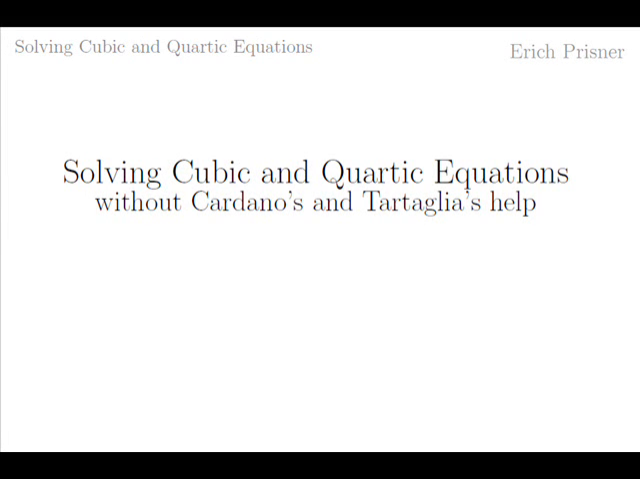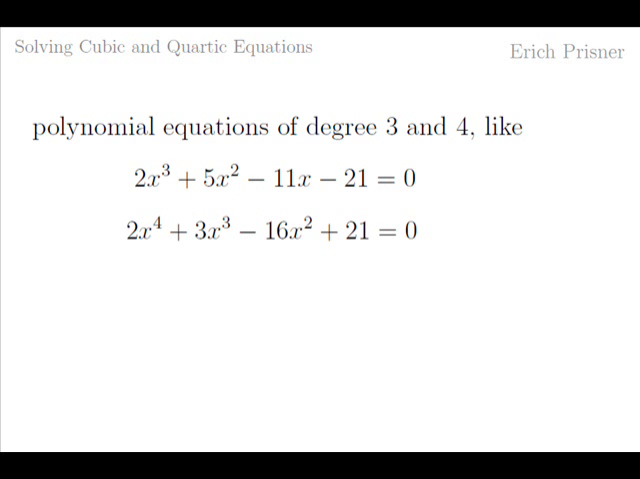Hello, welcome to today's mini lecture on how to solve polynomial equations of degree 3 and 4. These are equations of the type 2x cubed plus 5x squared minus 11x minus 21 equals 0, for instance, or 2x to the power of 4 plus 3x cubed minus 16x squared plus 21 equals 0.